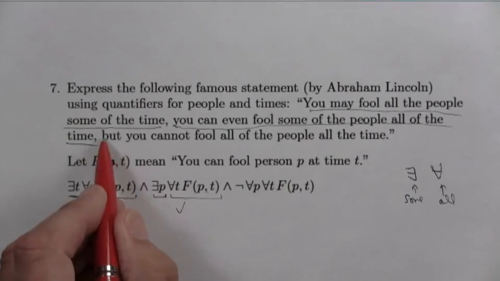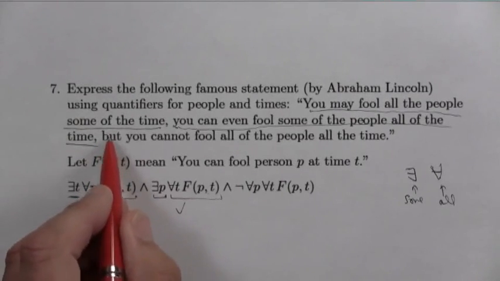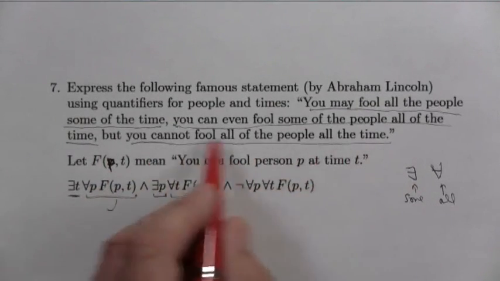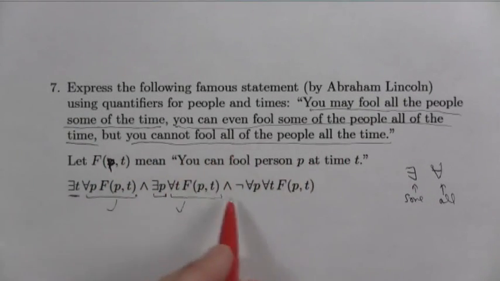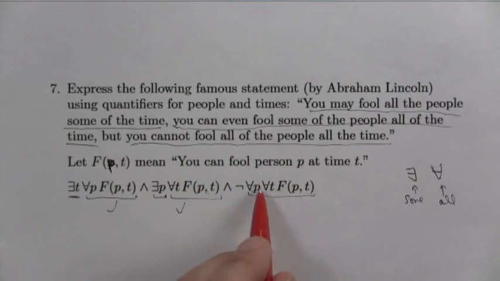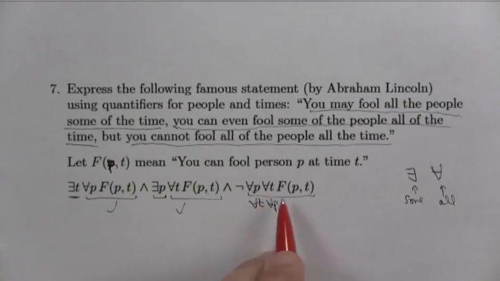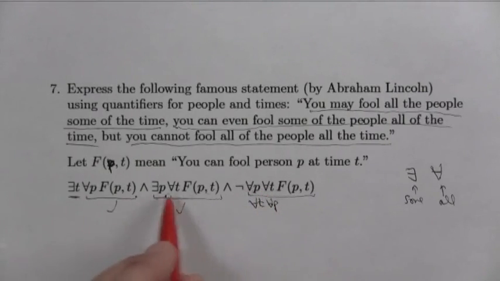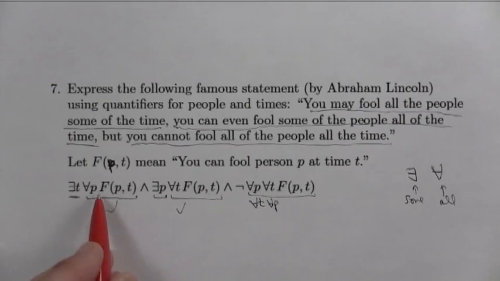Let's look at the last one. But the but, that's just another conjunction really. You cannot fool all of the people all of the time. I think this one's the easiest because there's just two alls. It's not the case that you can fool all people all the time. And for this one, you could swap those round. You could have for all t and for all p. When you've got two universal quantifiers or two existential quantifiers, it really doesn't matter which order you put them in. But when you have for all and exists, it really does matter which way you write them down.